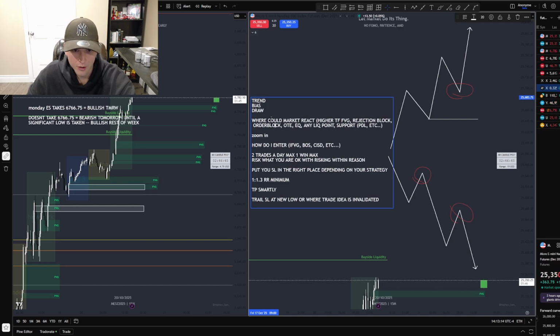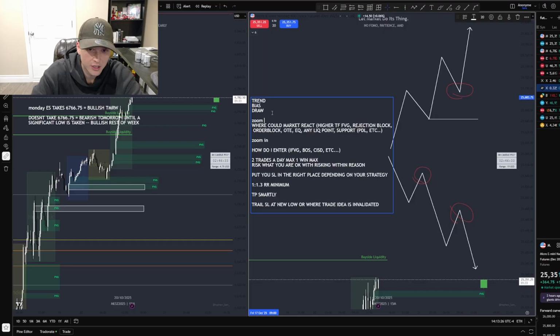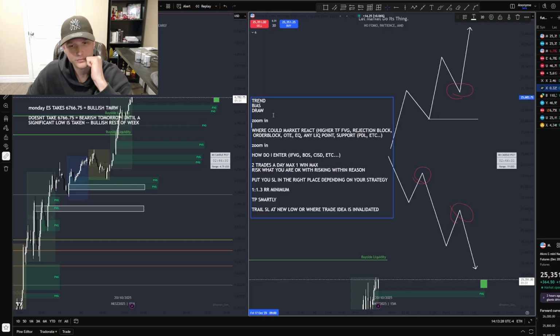And then from there, again, same thing. Zoom in. How do I enter? So if this was on the 5-minute, this is the 1-minute. If this was a 15, this is the 5. If this was an hourly, this is the 15. You guys understand what I'm saying? I'm gonna write zoom in here as well, just so you guys kind of understand better, right?